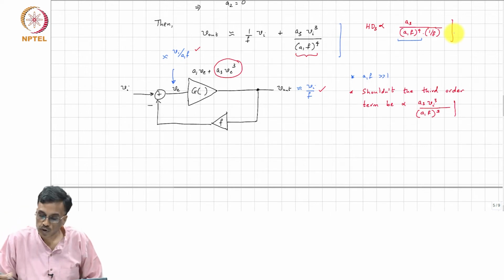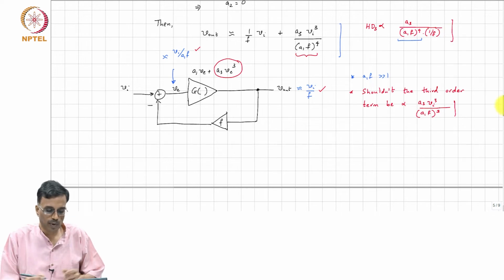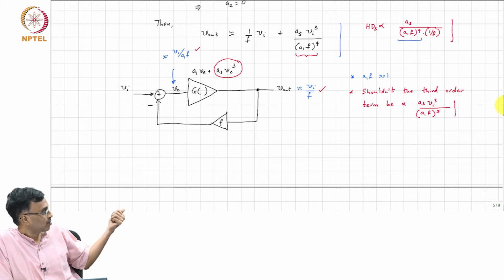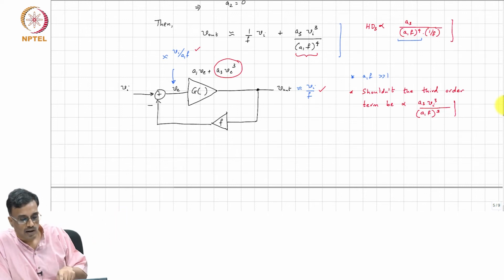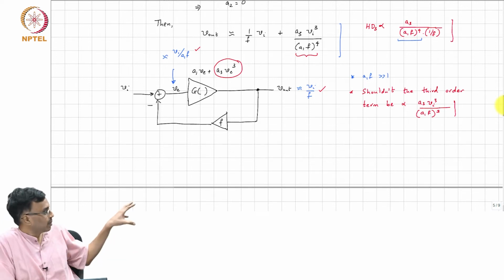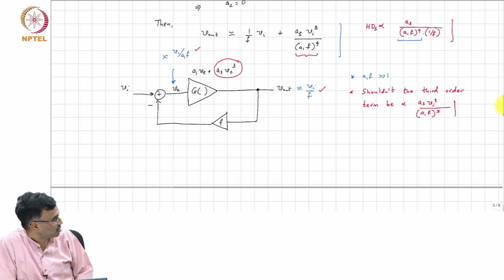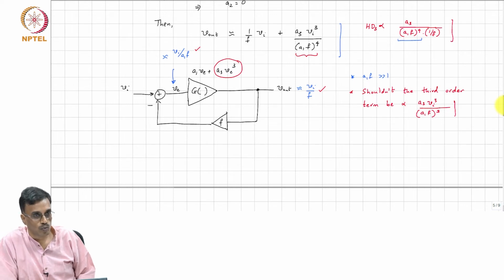In fact, I do not know if you noticed it, but the same argument applies for second order distortion. We saw that with second order distortion, the error term will be A2 VE squared, and according to our simple minded analysis, it seems very reasonable that it should go down by A1F the whole square, but it actually goes down by A1F the whole cube, right.